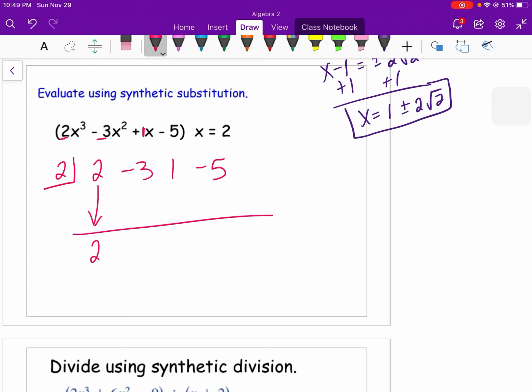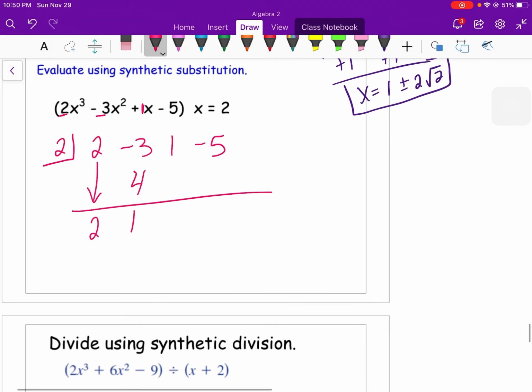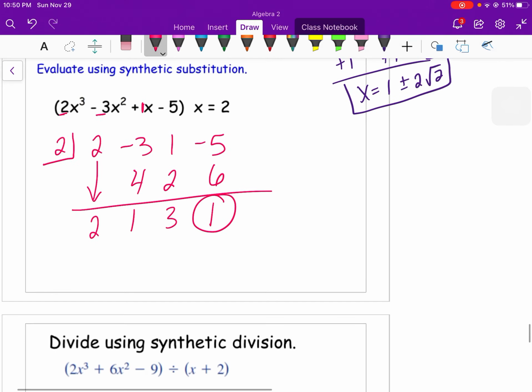Drop it down. Then multiply, 2 times 2 is 4. Then add, negative 3 plus 4 is 1. Multiply, 2 times 1 is 2. Add, 1 plus 2 is 3. Multiply, 2 times 3 is 6. Add, negative 5 plus 6 is 1. For synthetic substitution, the final one is your answer. So that means the function evaluated at 2 equals 1.